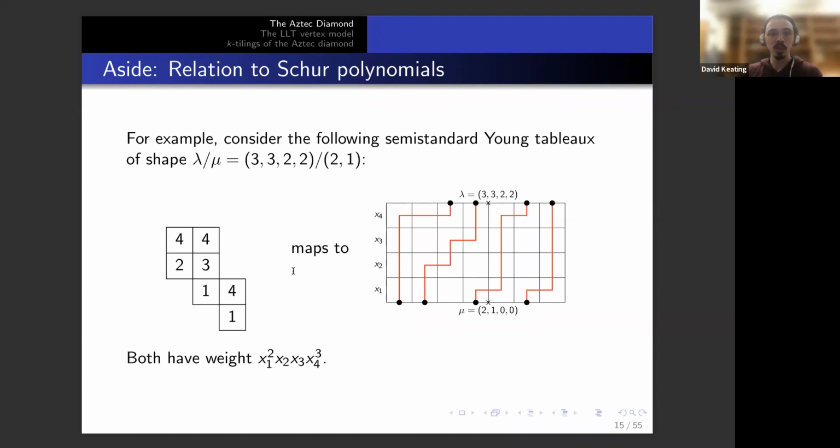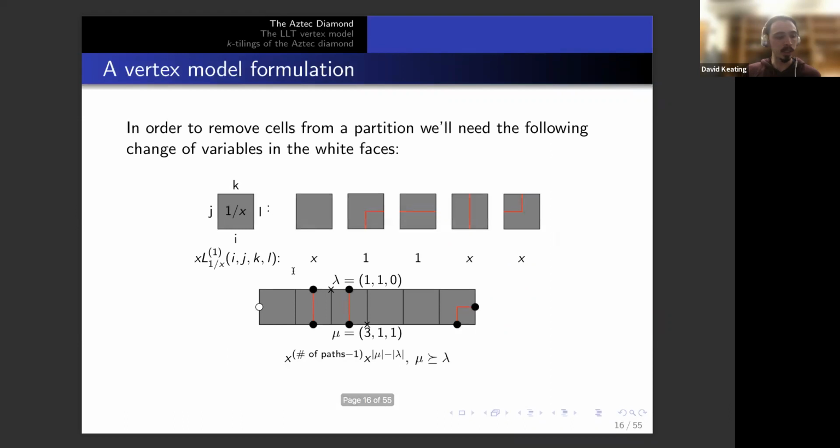But okay, what we really care about are these gray faces. So this is just a change of variables from the white faces. So instead of getting x when the path exits right, it now gets 1 over x, and then we multiply everything by x. So that turns this into getting the weight of 1 when a path exits right, and a weight of x everywhere else.